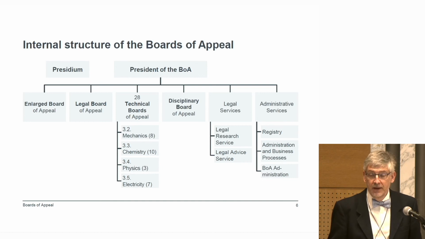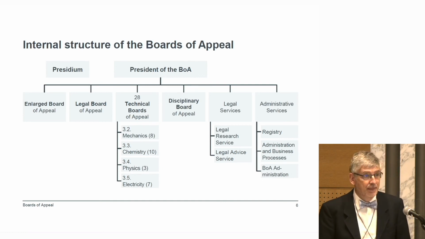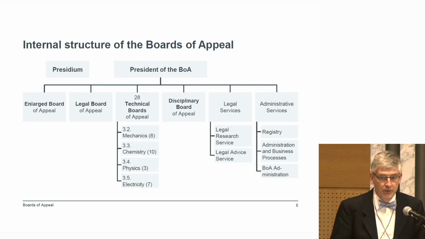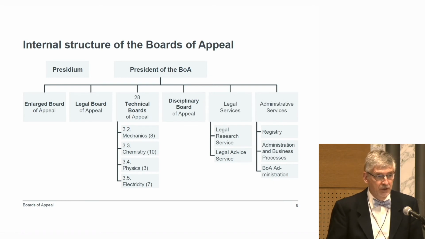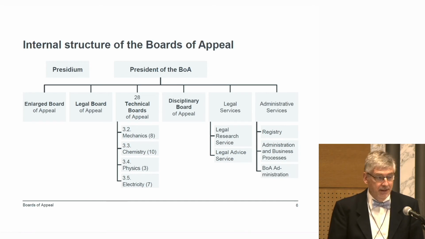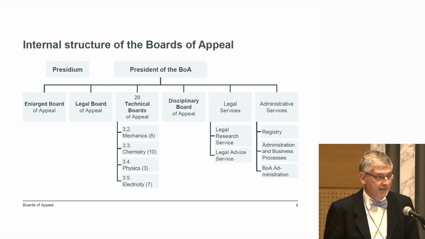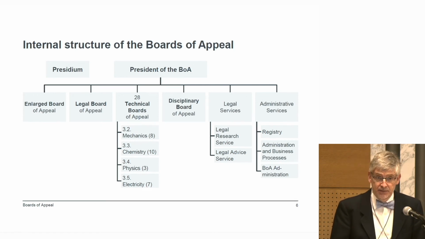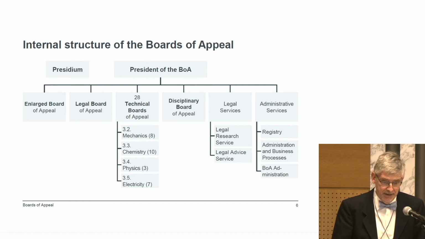And then we have a specific board, that's the disciplinary board of appeal, that I will mention only very briefly. This hears appeals from candidates to become patent attorneys who failed to pass their qualifying examinations to become patent attorneys before the EPO, or even some disciplinary actions against patent attorneys.